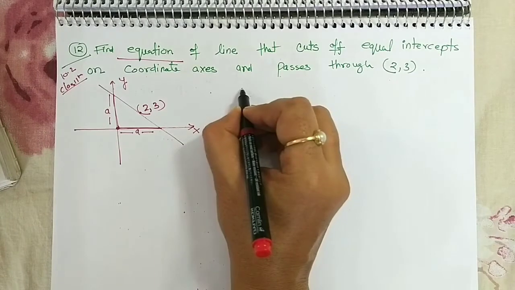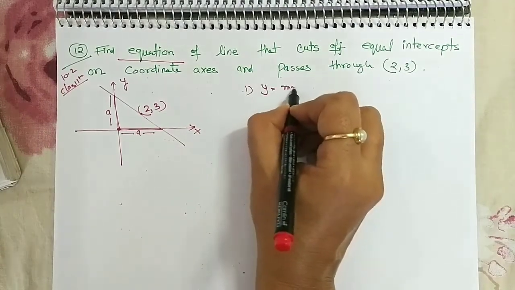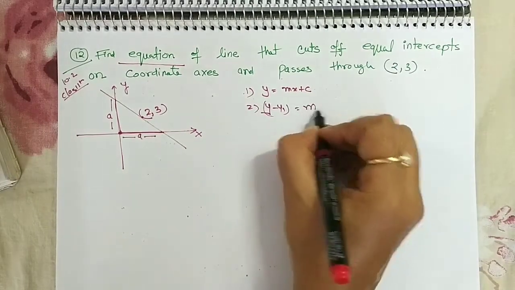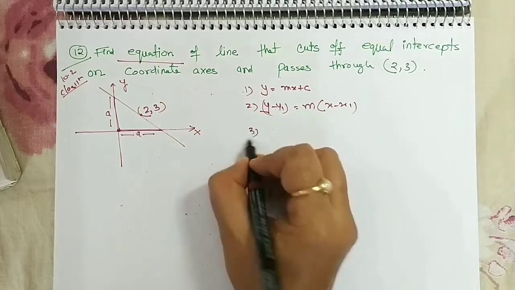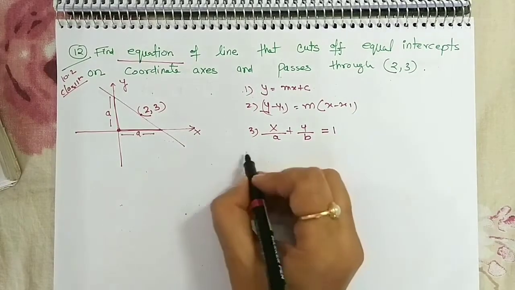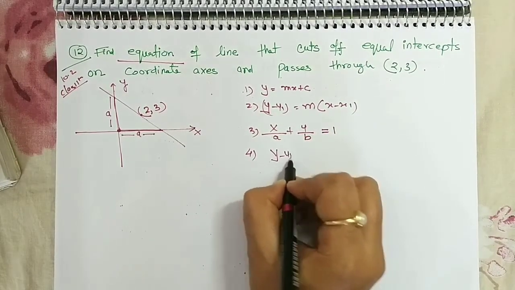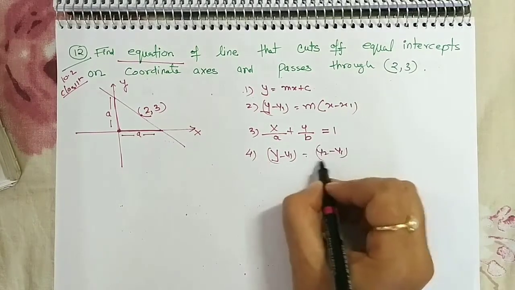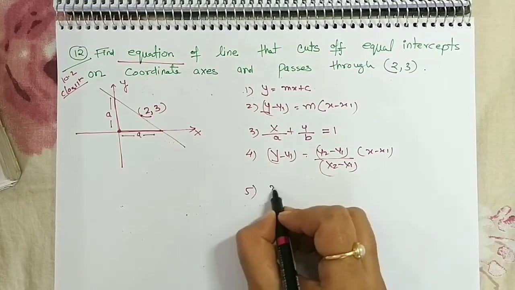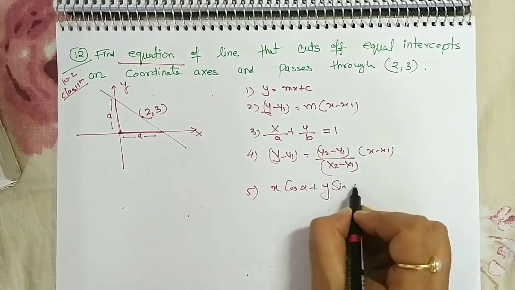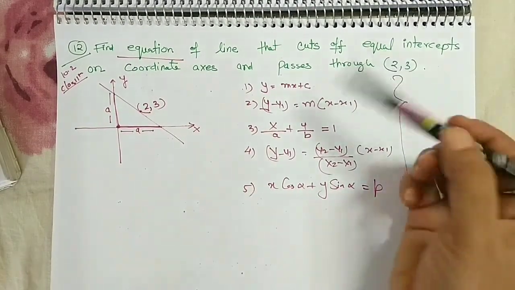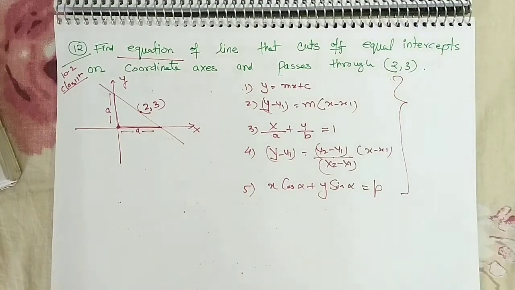The equation of line, we know many forms. One is y is equal to mx plus c. One is y minus y1 is equal to m into x minus x1. One form is x by a plus y by b is equal to 1. One form is y minus y1 is equal to (y2 minus y1) by (x2 minus x1) into (x minus x1). There is one more form, x cos alpha plus y sin alpha is equal to p. So these 5 equations we know, and each is applicable when different informations are provided.